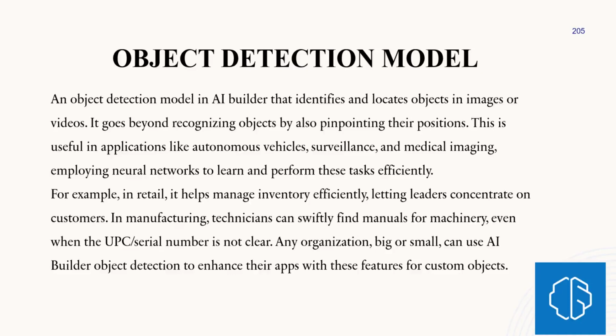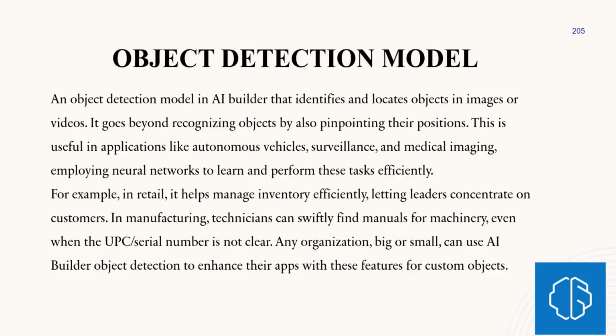An object detection model is a type of AI that identifies and locates objects in images or videos. It uses a neural network to learn from a labeled dataset and recognize patterns to accurately pinpoint the objects in a new visual. This technology is widely used in areas like autonomous vehicles, surveillance, and medical imaging for efficient and automated object recognition. So here you can see an example I have provided in the PPT.